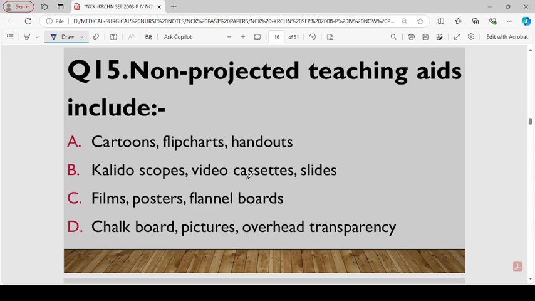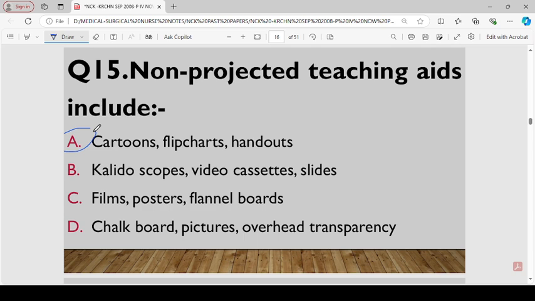Okay, number 15. Non-projected teaching aids include... all right, so these non-projected teaching aids, what are they? They do not require projection equipment and they are typically used in face-to-face teaching. Whereas projected aids require that. Looking at the options that we have, of course, we can go with the first one, right?